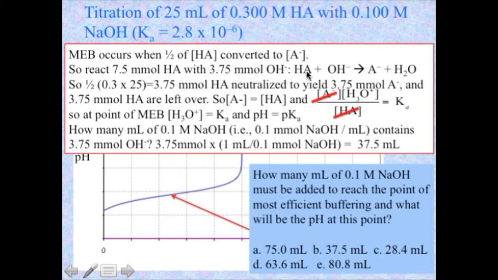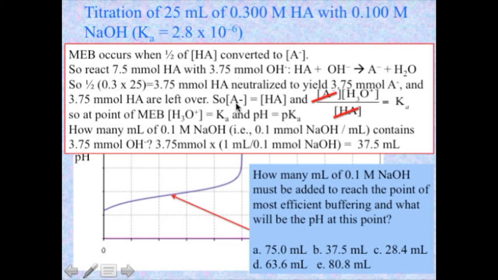This is a one-way reaction where the weak acid reacts with hydroxide to form the conjugate base A- and water. This is not an equilibrium. So here's the calculation. 1/2 of 0.3 times 25 is 3.75 millimoles of HA. It's neutralized to yield 3.75 millimoles of A-, and 3.75 millimoles of HA are left over.